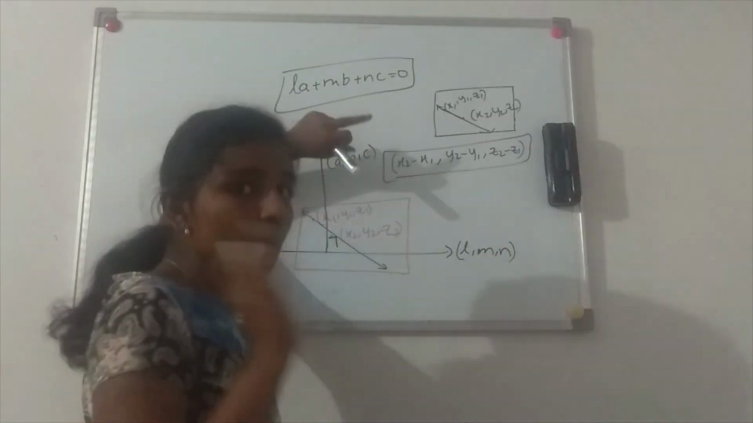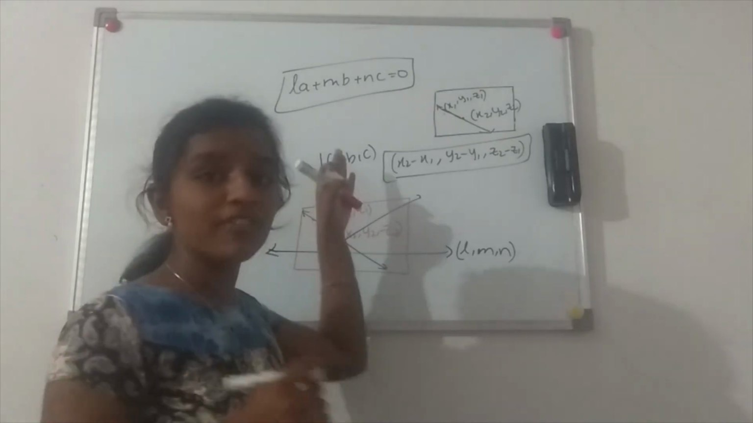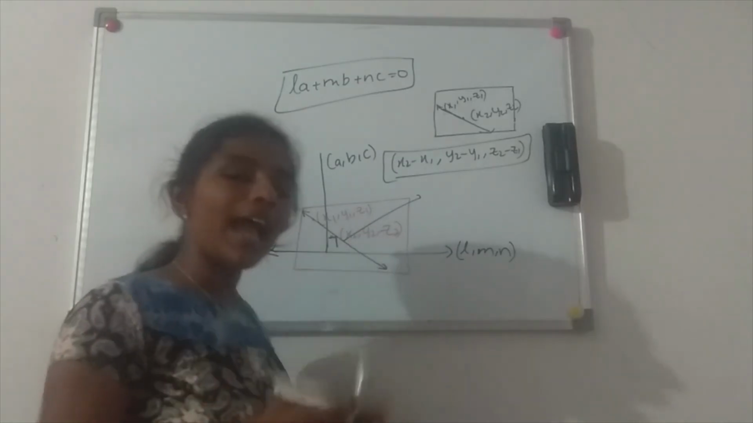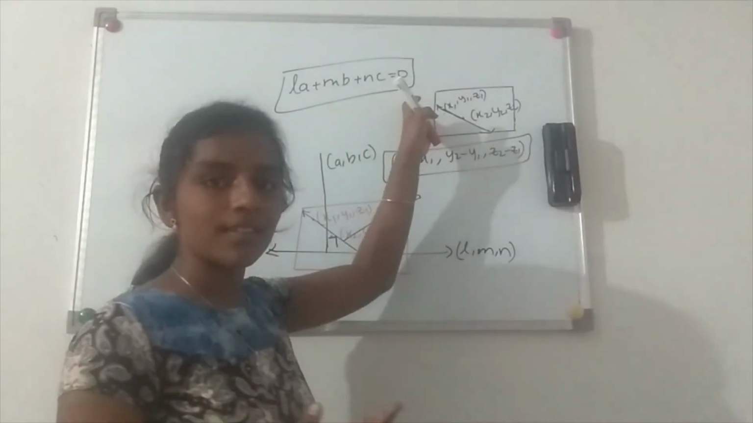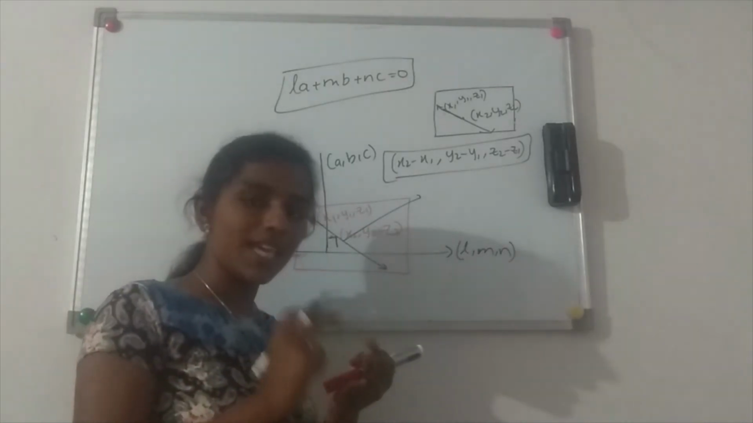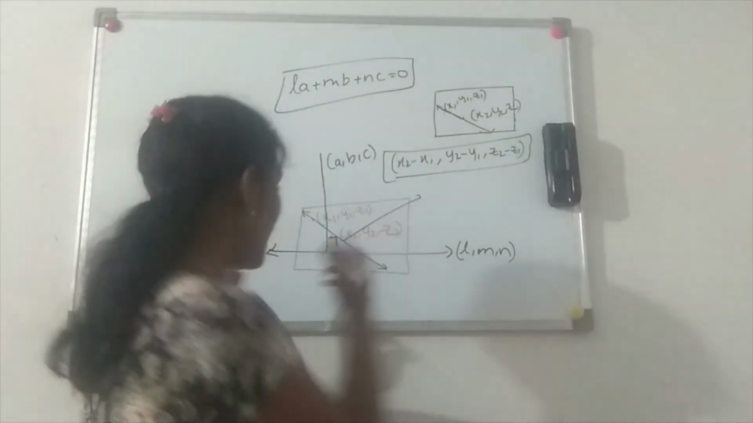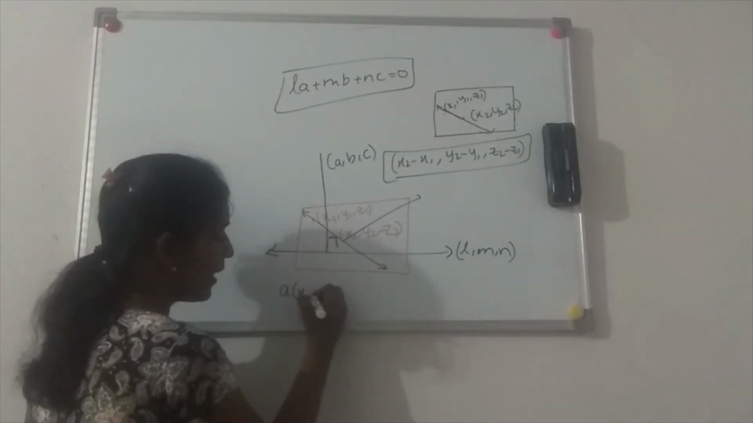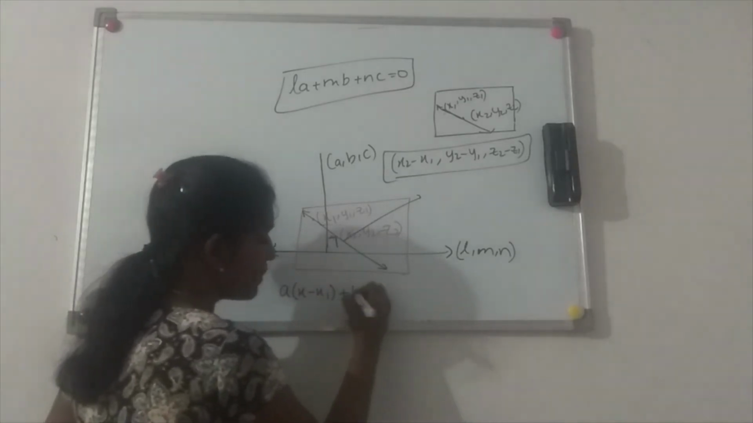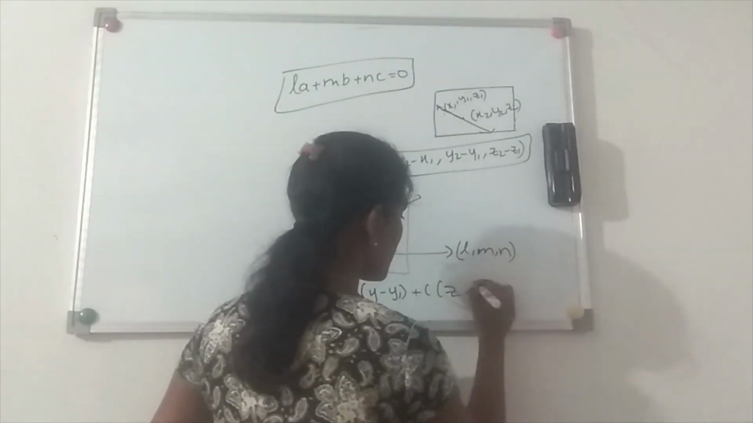So I once again do the same thing. That is, I will take a normal with A, B, C as the normal DRs. I will use the perpendicular condition once again and I will get another equation like this. Then I will solve those two equations and get A, B, C. After I get A, B, C, those are the DRs. Then I will use the simple formula, that is the one-point form I have told you: a into x minus x1 plus b into y minus y1 plus c into z minus z1.